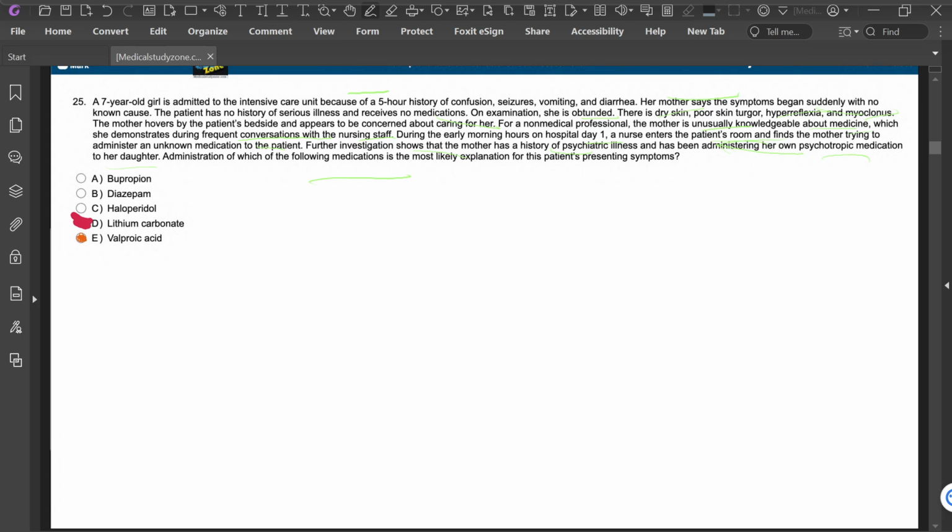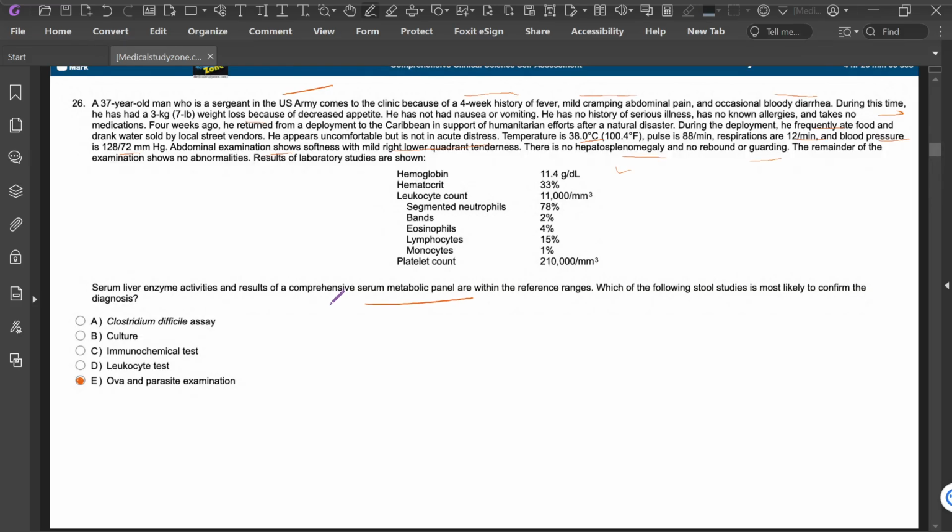A 37-year-old man who is a surgeon in the US Army comes to the clinic because of a 4-week history of fever, mild cramping abdominal pain, and occasional bloody diarrhea. During this time, he has had a 7-pound weight loss and decreased appetite. He has not had nausea or vomiting. He has no history of serious illness, no allergies, and takes no medication.